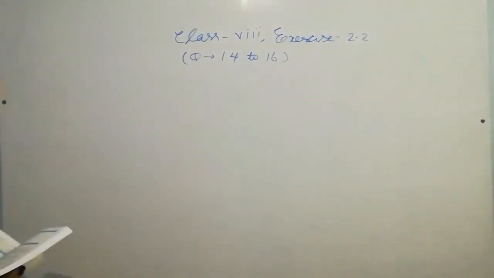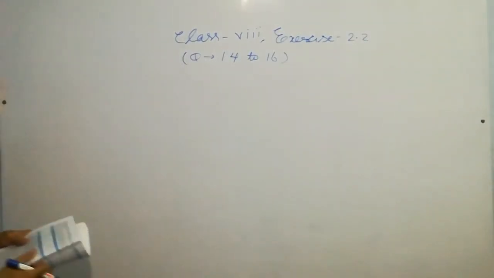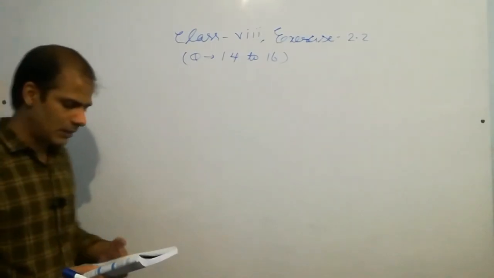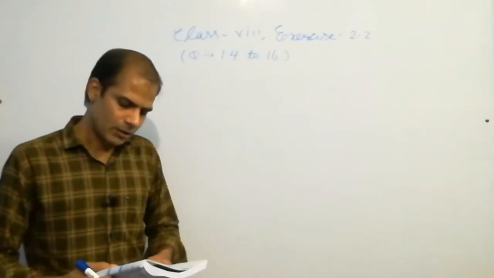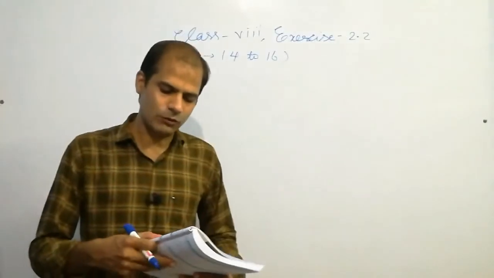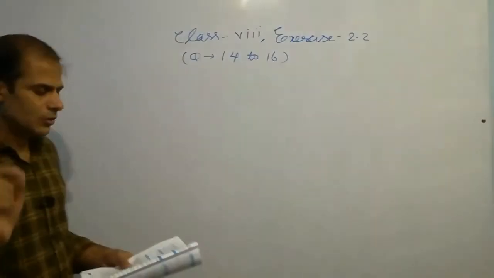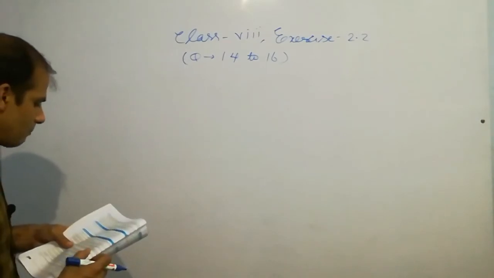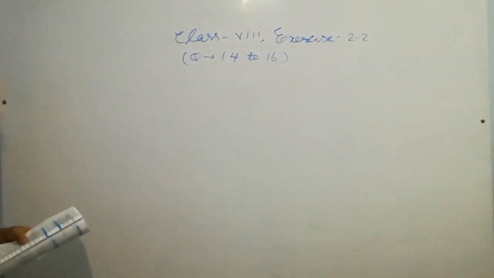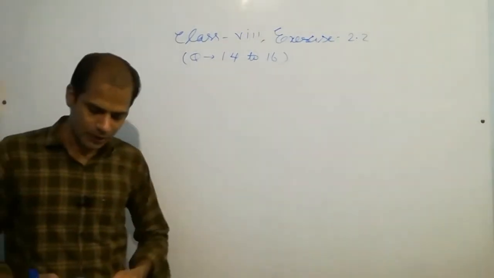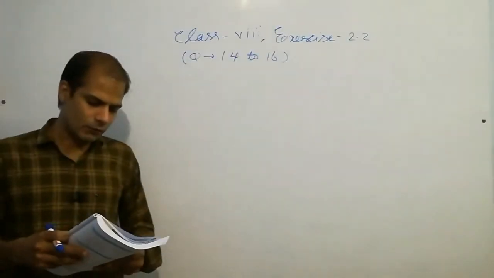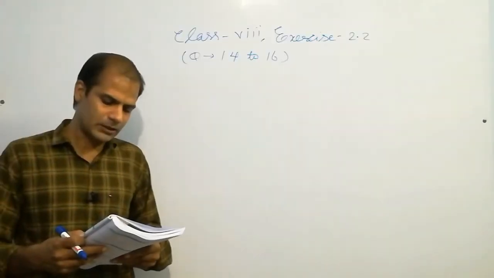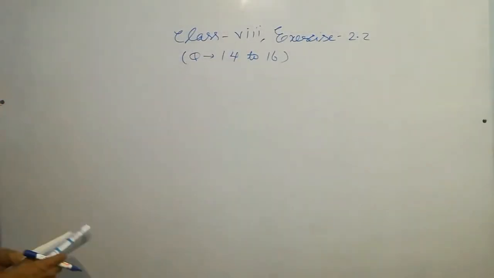Question number 16. The organizers of an essay competition decide that the winner in a competition gets a prize of rupees 100, and a participant who does not win gets a prize of rupees 25. So the total prize money distributed is 3000. Find the number of winners if the total number of participants is 63. Very good. So this is very easy.